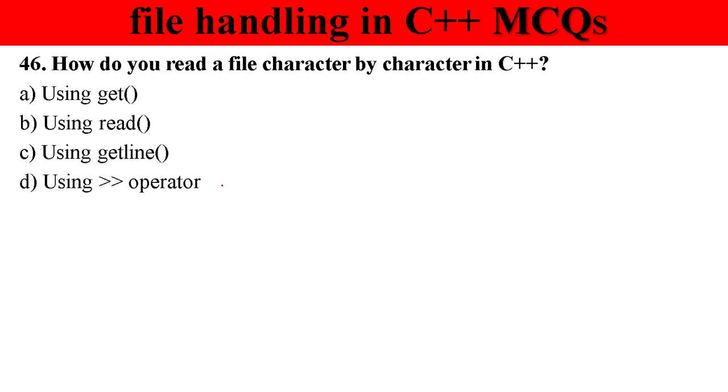Question number 46. How do you read a file character by character in C++? A. Using get function. B. Using read function. C. Using getline. D. Using output operators. The correct answer is A. Using the get function.